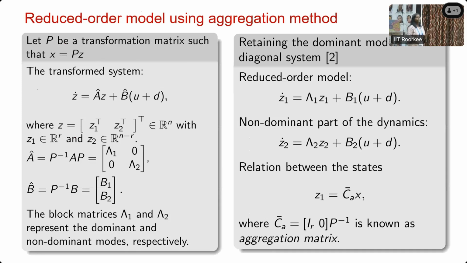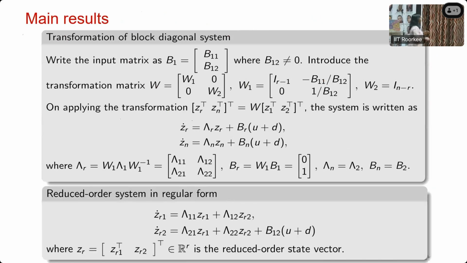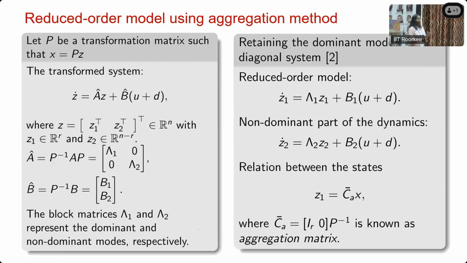To reduce the system from higher order to lower order, we are assuming that there are some dominant modes and some non-dominant modes. The dominant modes will be kept to obtain the reduced order system, and Z2 represents the non-dominant modes of the system. So our transformed system Z can be thought of as two subsystems, where Z1 dot is equal to this, which denotes the reduced order model containing the dominant modes, and the Z2 dynamics here are the non-dominant modes of the system.